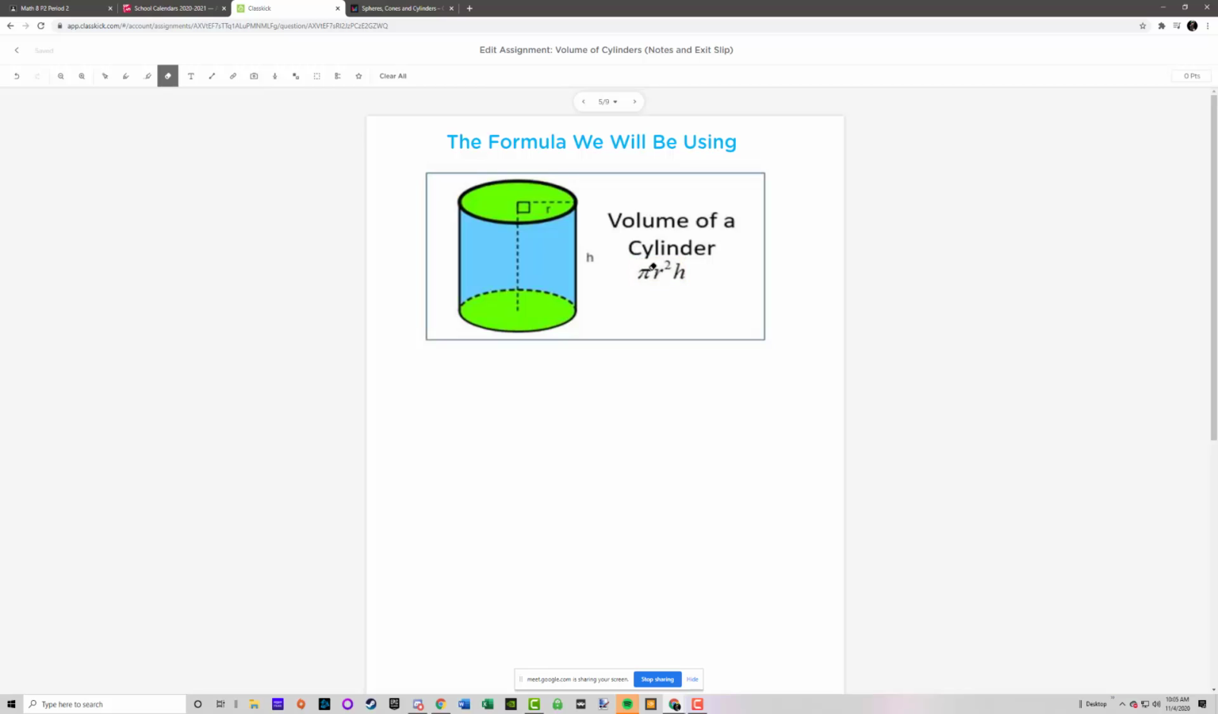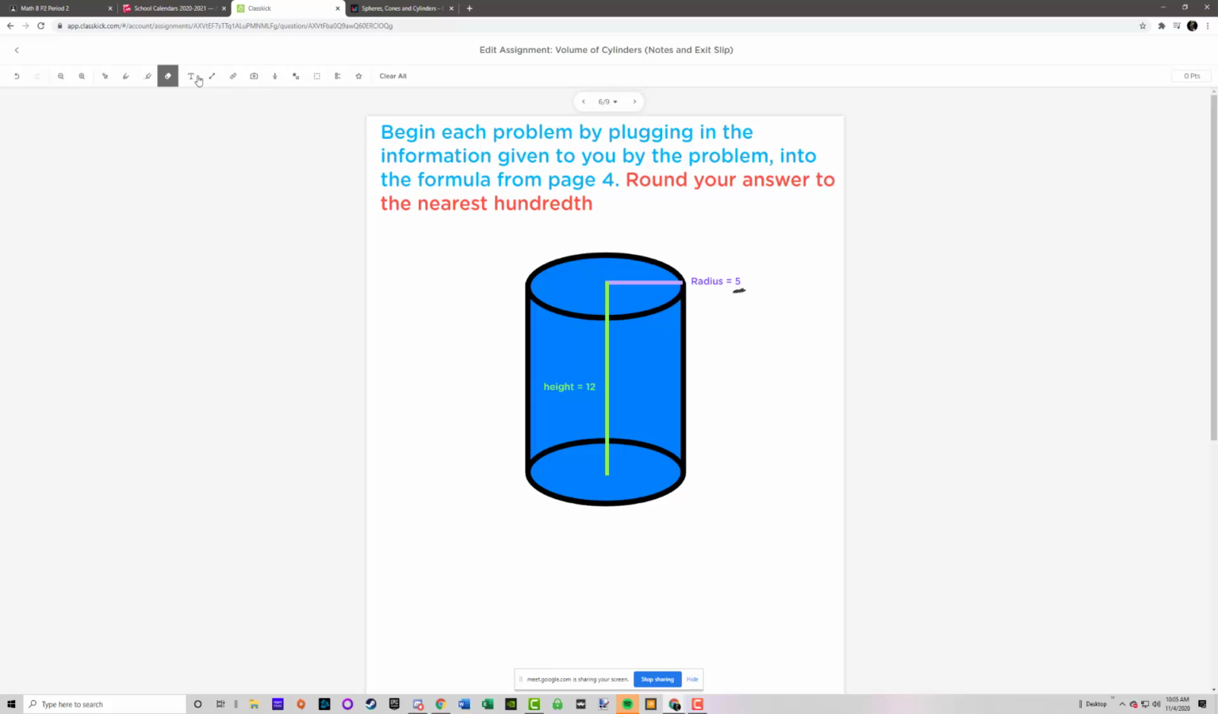And I like that because with a formula, I always plug this information in for this letter, this information in for this letter, this information here for this symbol. And once you get into the rhythm of it, it just makes the problems so much easier.